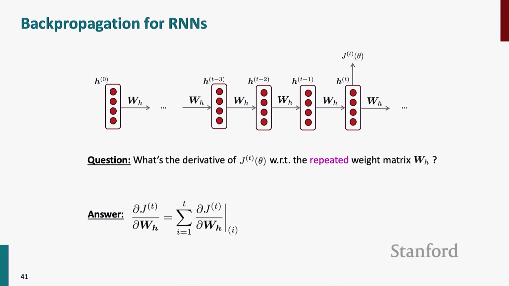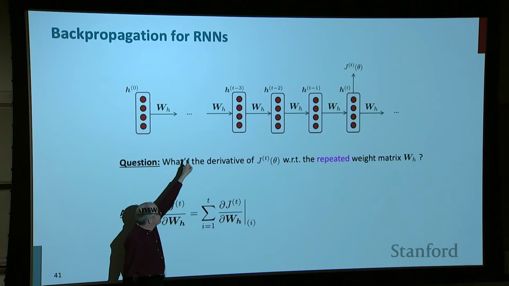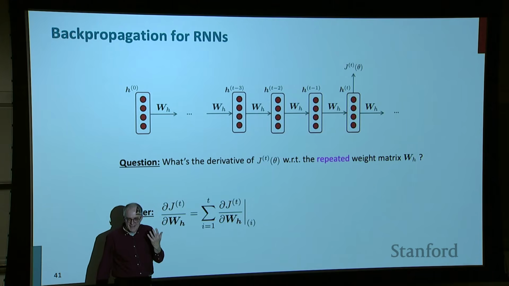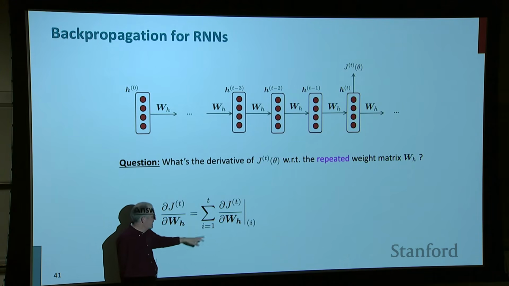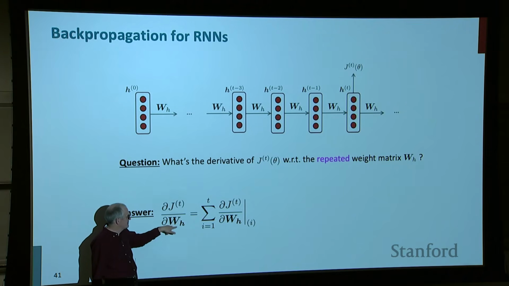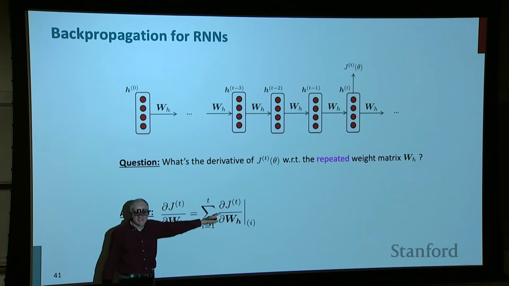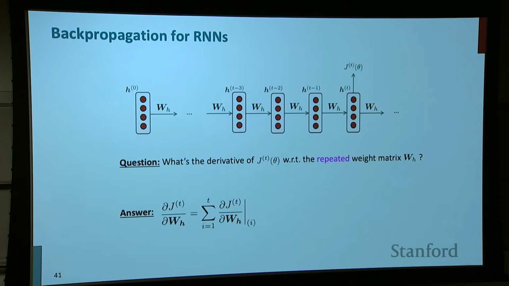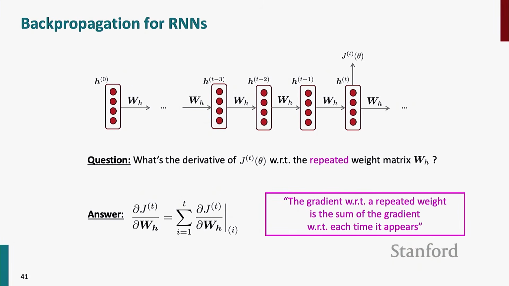You can just pretend that those WHs in each position are different and work out the partials with respect to them at one position. And then to get the partials with respect to WH, you just sum whatever you found in the different positions. So the gradient with respect to a repeated weight is the sum of the gradient with respect to each time it appears.